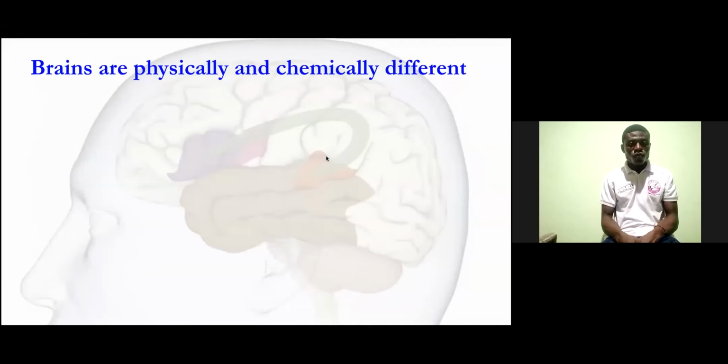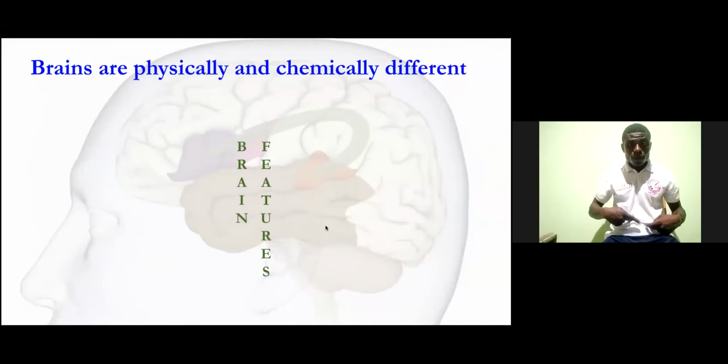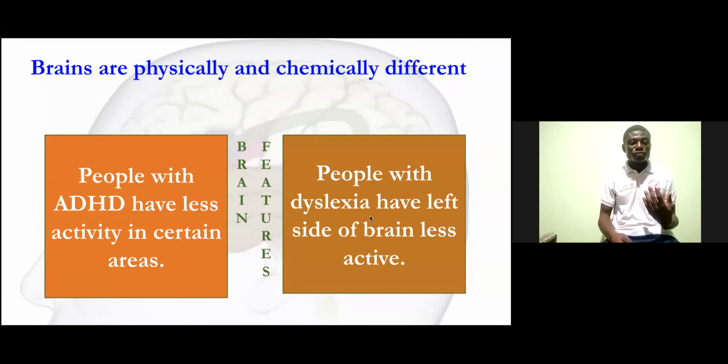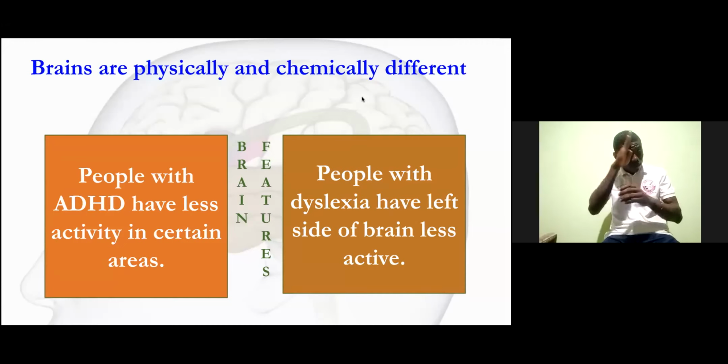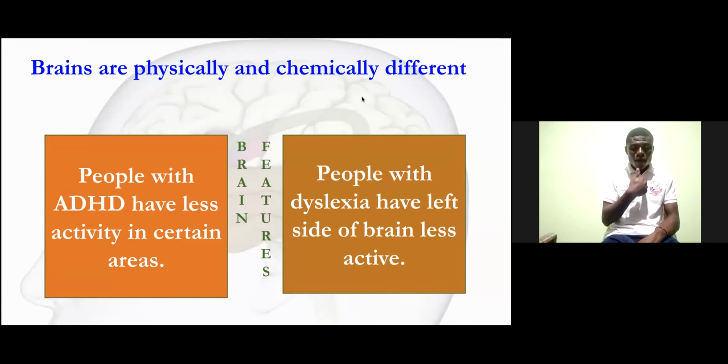Brains are physically and chemically different in both conditions, ADHD and dyslexia. So again, there is a similarity in ADHD and learning disability, that the brains are physically as well as chemically different. The structure of our brain is different. Some parts of the ADHD brain have less activity in certain areas, and people with dyslexia and learning disabilities have the left side of the brain less active.